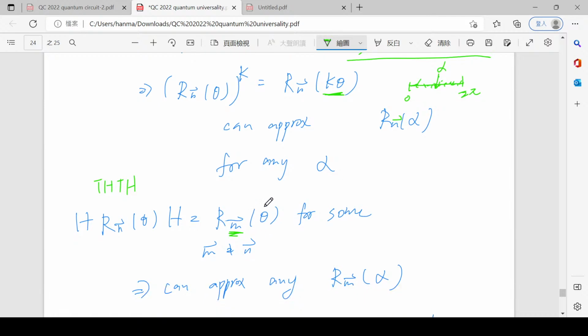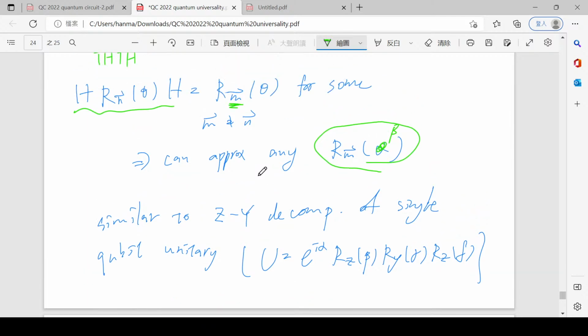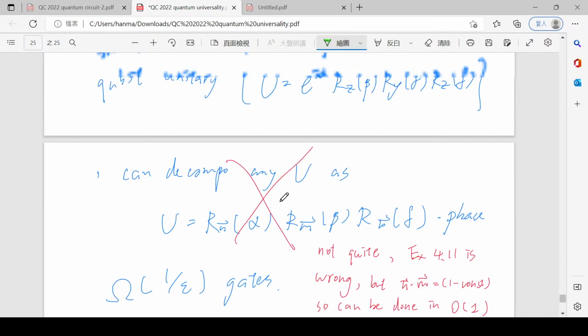And now, as we said, this theta is irrational. So you repeat this enough times, then you can get rotation by any angle, let's say beta here, right? An arbitrary angle beta along this m-axis. Okay. So we have set up quite a bit and argued that we can get rotation along this n-axis and rotation along this m-axis for arbitrary angles alpha and beta.